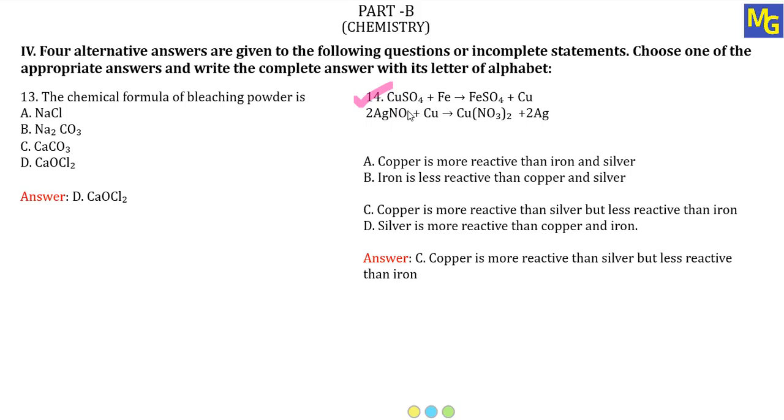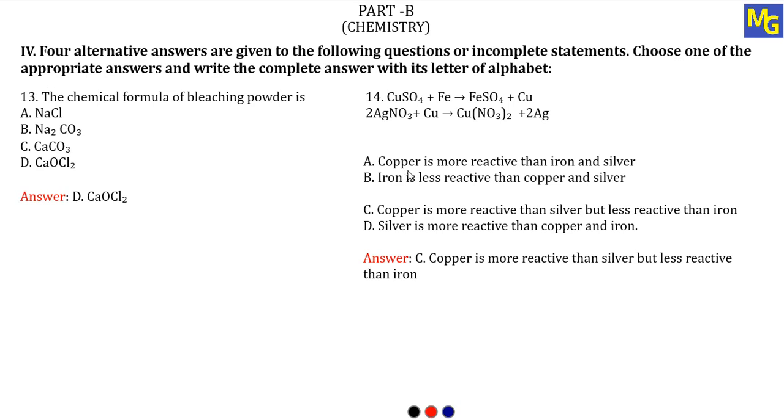Here we have two reactions. CuSO4 plus Fe gives FeSO4 plus Cu, and in the second reaction you can see 2AgNO3 plus Cu gives Cu(NO3)2 plus 2Ag. So these are the two reactions which are given, and now based on these two reactions we have here 4 options. Let's read the options.